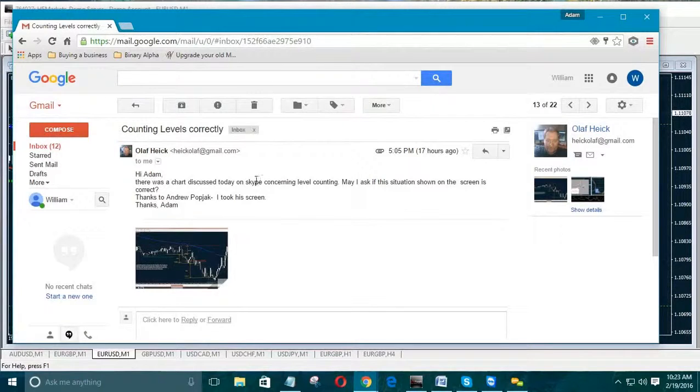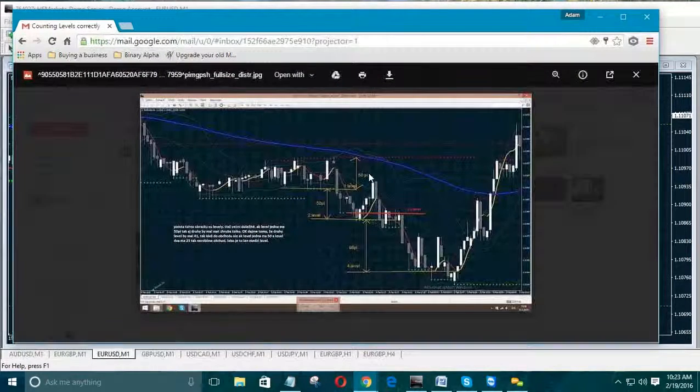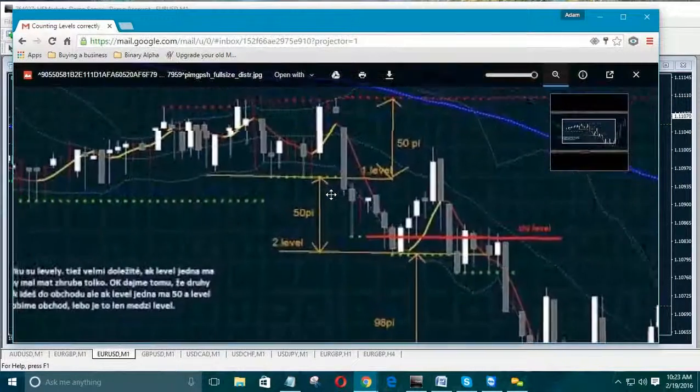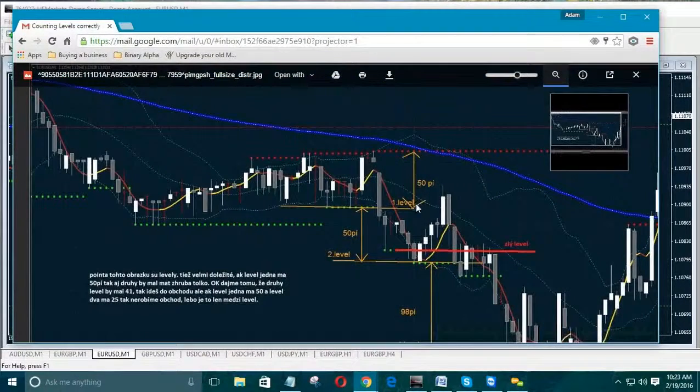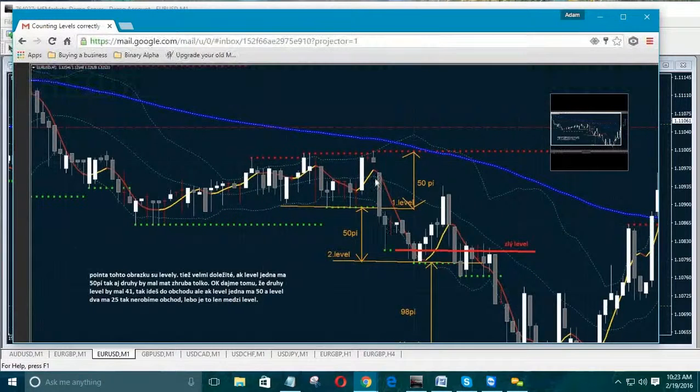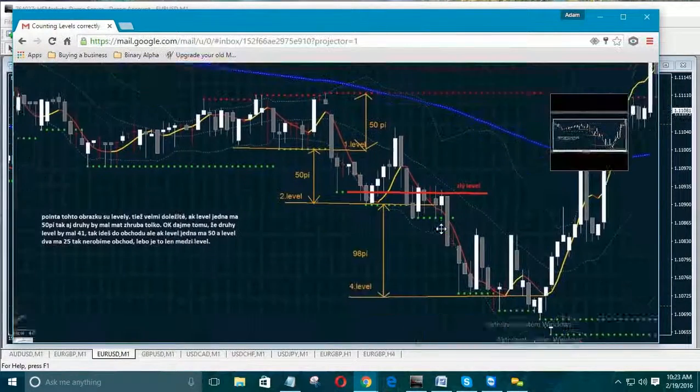There was a chart discussed today on Skype concerning level counting. May I ask if this situation shown on the screen is correct? Okay, see here. Zoom in a little bit. So this is 50 points. Remember, guys, it's actually points, not pips. 50 pips is 500 points. So this is actually 50 points. All right, so this is the 2nd level.